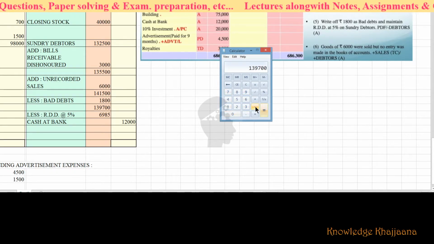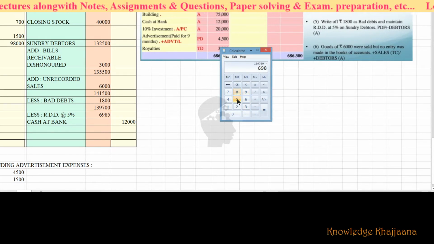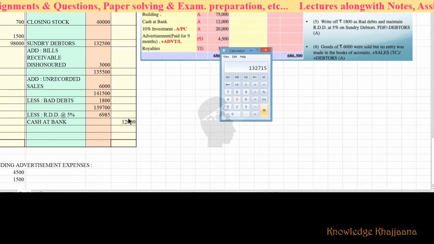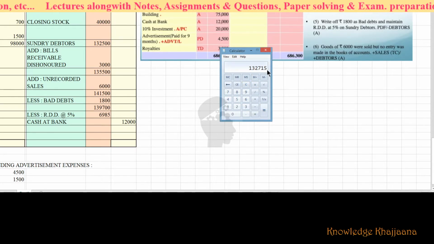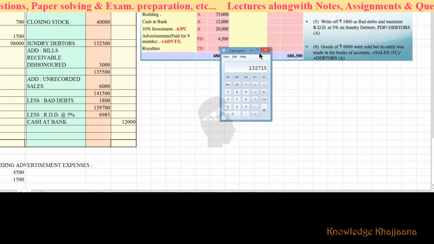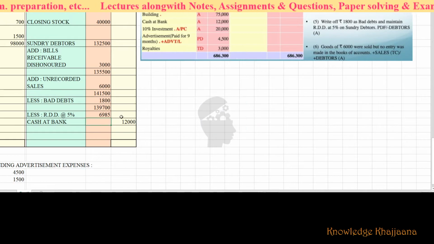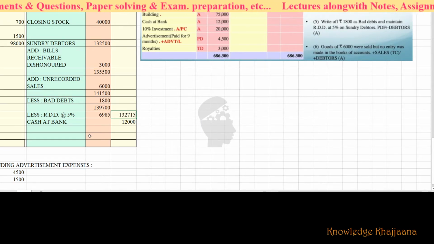So we'll calculate 1,39,700 minus 6,985 is equal to 1,32,715. Okay.